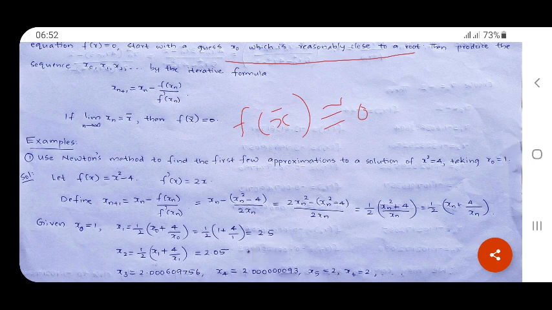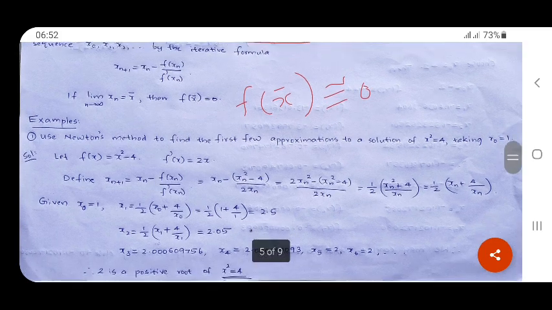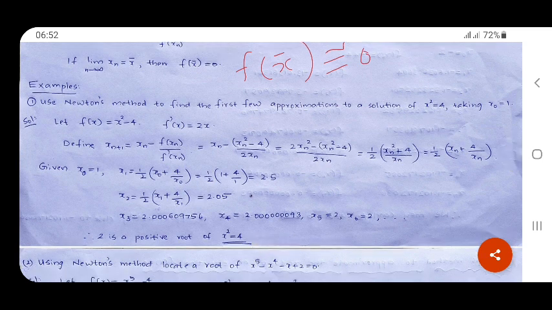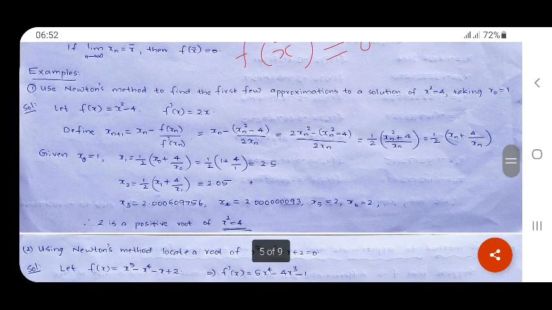First example, use Newton's method to find the first few approximations to a solution of x square equal to 4, taking x naught equal to 1. Given x square equal to 4, we know that the roots are minus 2 and 2. Since x naught equal to 1 is given, we conclude that it must be 2, because reasonably close to 1 it is 2, not minus 2.